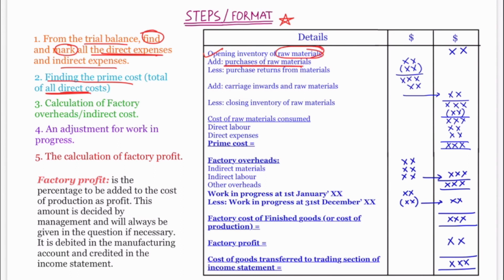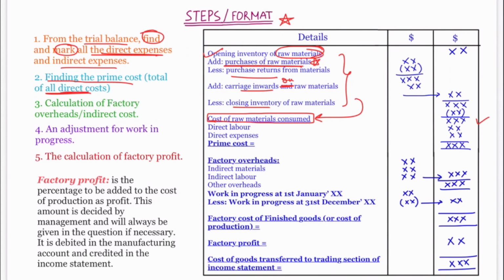Now one important thing to note here is that you may have to add or deduct accruals or prepayments in respect of raw materials purchases when calculating this purchase cost. Then less purchase returns of materials, add carriage inwards on raw materials, then less closing inventory of raw materials. All of this will give you cost of raw materials consumed, that is cost of RMC, raw materials consumed.